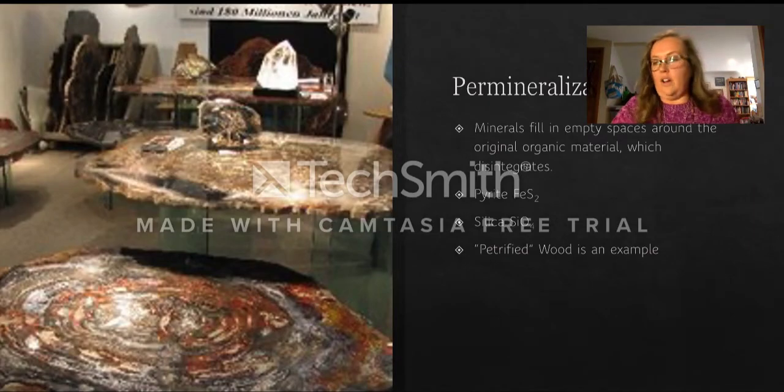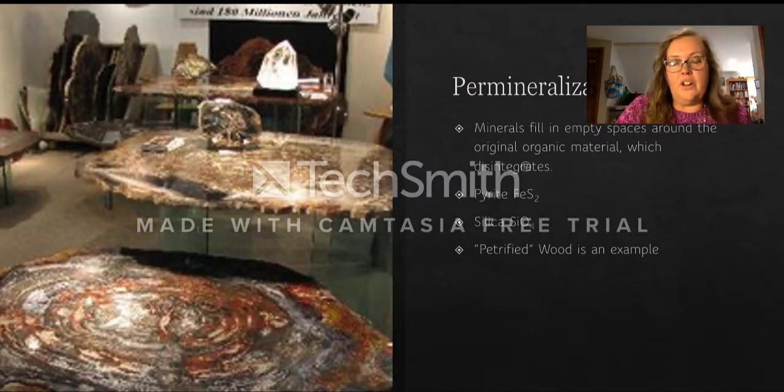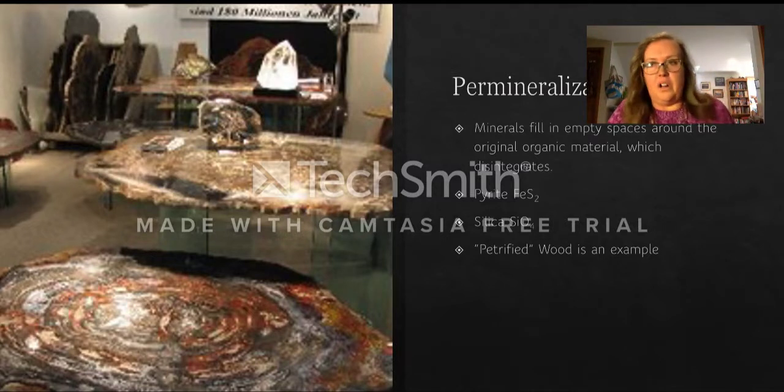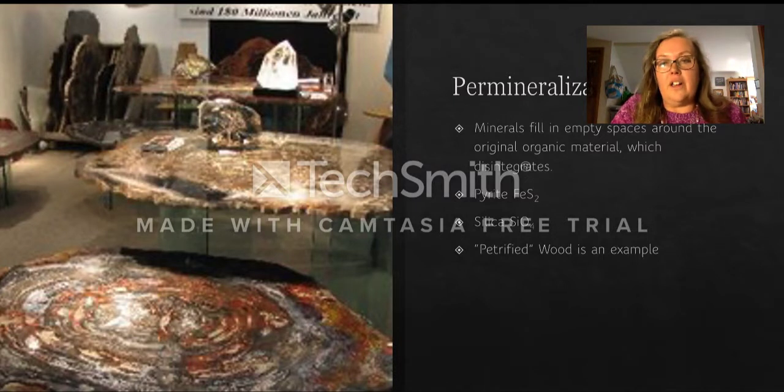So how do we get fossilization? What exactly occurs? You can do this in a number of different ways. The first way that we'll look at here is permineralization, which is a process where minerals fill in empty spaces around the original organic material that disintegrates. So that kind of decomposes away. But minerals come in through water, so again, something like getting it buried in a groundwater or something, coming in there and depositing minerals in there.